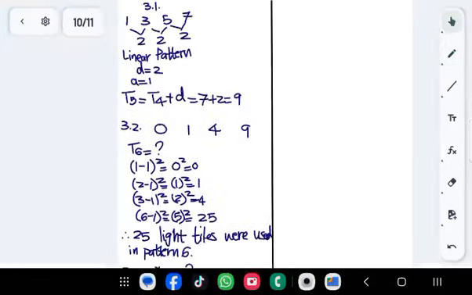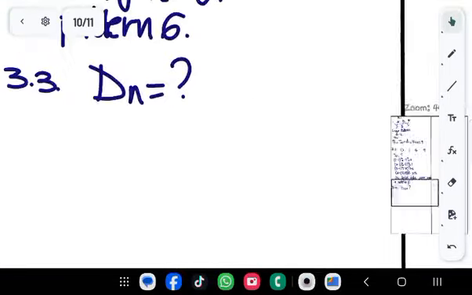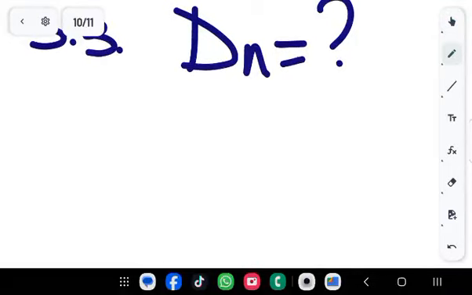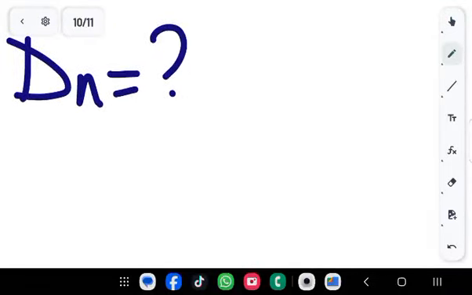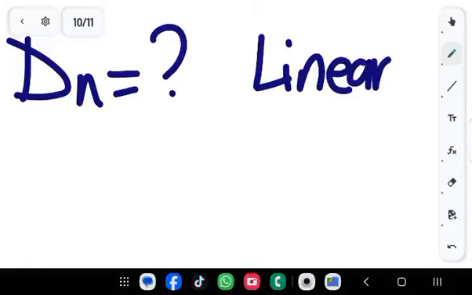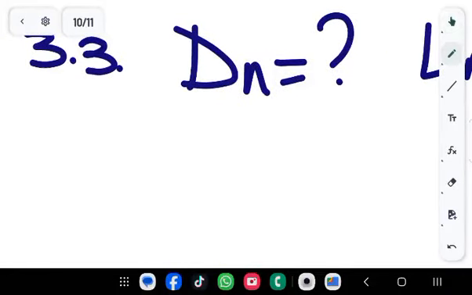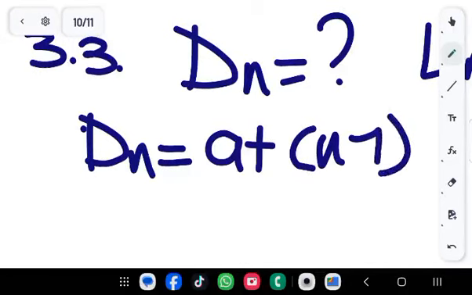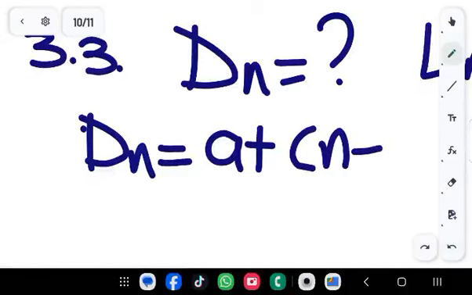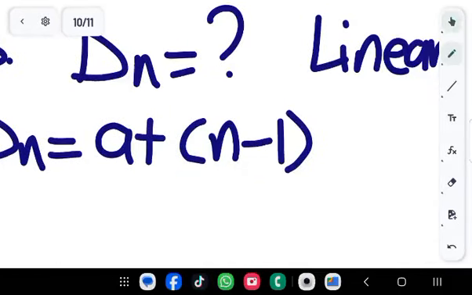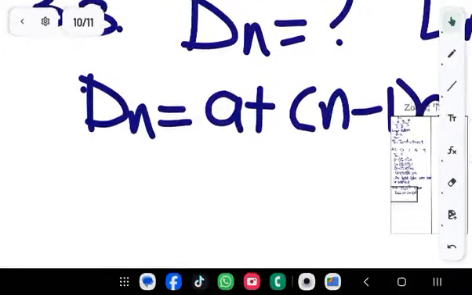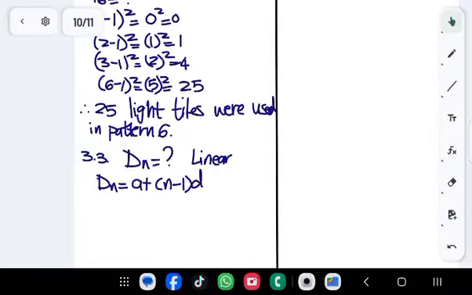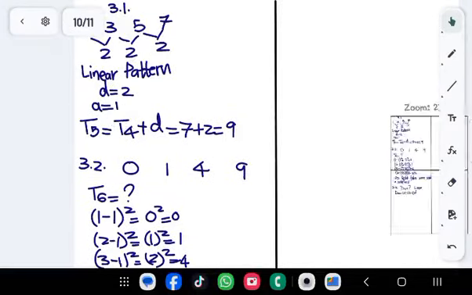Okay, this one was a linear pattern with a equals 1 and d equals 2. That was a linear pattern, and it has a general term of a plus (n minus 1) all times d. We know that a equals 1 for this one and d equals 2.